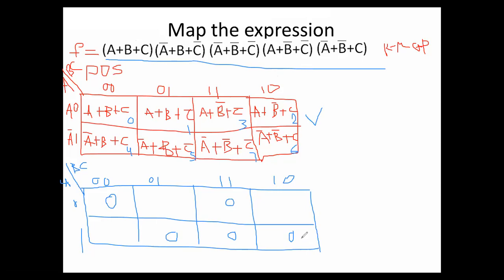Okay. Now we are grouping the adjacent zeros. Is there any octet possible? Octet in the sense 8 zeros are there? No. Is there any quad possible? Quad means 4 adjacent zeros. Are they here? No. Okay. Observe this K-map. Is there any possibility? No. So compulsorily here the only possibility is pairs.